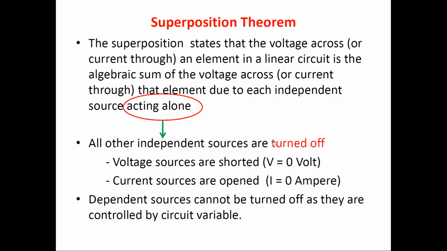So what is meant by turn off? It depends on the sources. If it is a voltage source, you need to set it as a short circuit, where the voltage source is equal to 0 volt. And if it is a current source, you need to open circuit the current source so that the current source has a 0 value. The dependent source is not covered in the syllabus, so you can ignore this statement.